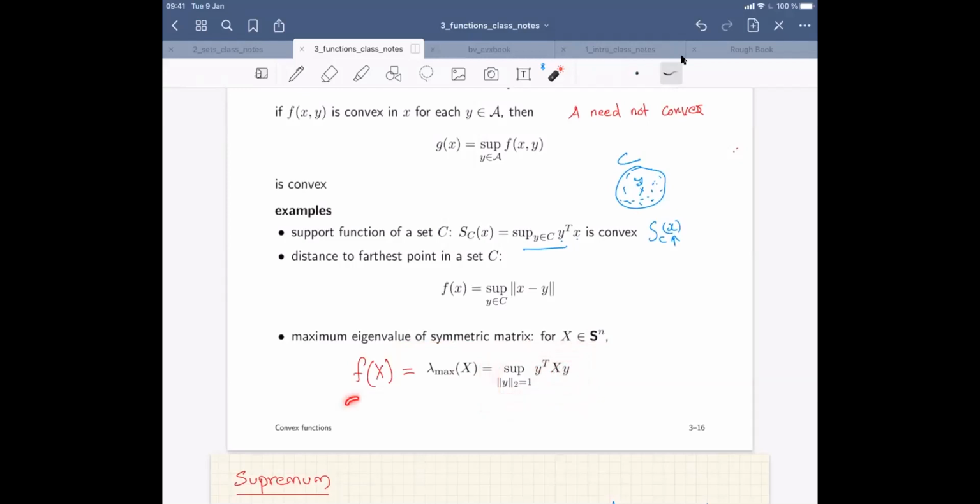To find out whether this function is convex or not, we seek the help of this expression. Now what is this function? Supremum of, is this a convex function? We didn't say it is positive semi-definite, right? So what is the argument of this function f of X? Remember, is it a quadratic function or a linear function? That's my question.